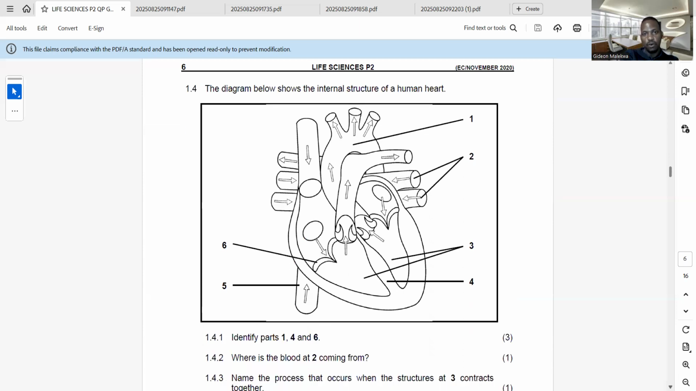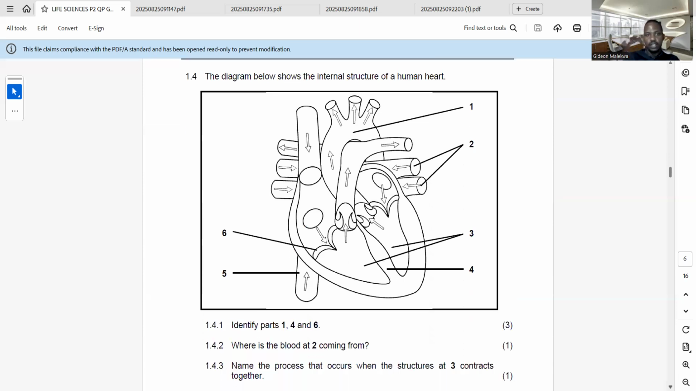Question 1.4. We are going to do it very quickly as well, as we don't have much time. The diagram below shows the internal structure of the human heart. We can see the parts of the heart are labeled 1, 2, 3, 4, 5, and 6. They need us to label 1, 4, and 6. So part 1 is the aorta.